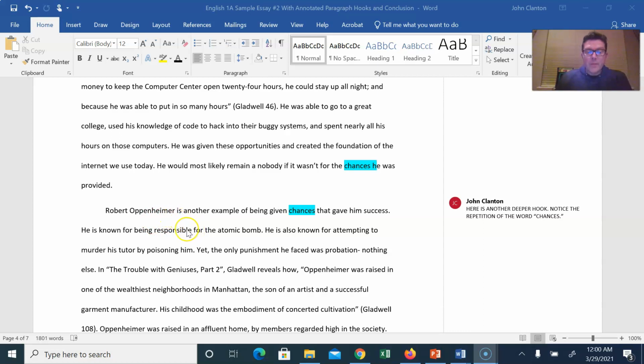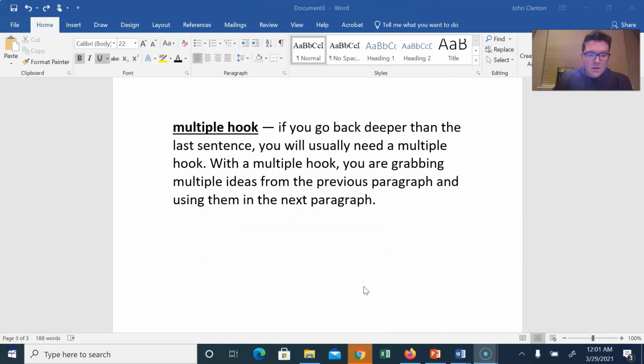Robert Oppenheimer is another example of being given chances that gave him success. So here the points are pretty simple. We're moving away from Bill Joy, and we are talking about Robert Oppenheimer, and we are linking these two body paragraphs together with a deeper hook by using the word chances. Okay, so our third kind of hook is a multiple hook. If you go back deeper than the last sentence, you usually need a multiple hook. With a multiple hook, you are grabbing multiple ideas from the previous paragraph and using them in the next paragraph.